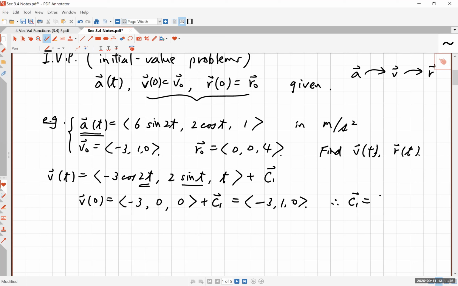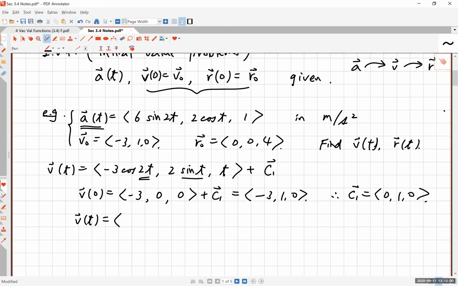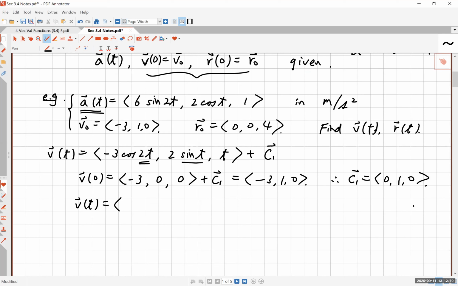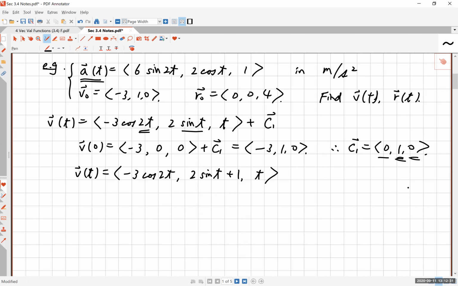That tells me then c1 is what? 0, 1, 0. Right? Simply, you just take this minus that, and that gives you the difference, which is c1. So now we have a specific, unique function. There's a unique solution when you have an initial value condition. So now we have a unique vector-valued function, which is called the velocity. What is it? It's negative 3 cosine 2t plus 0, and then 2 sine t plus 1, that's this one here, and then plus t plus 0. So this is the specific velocity function that we are looking for.